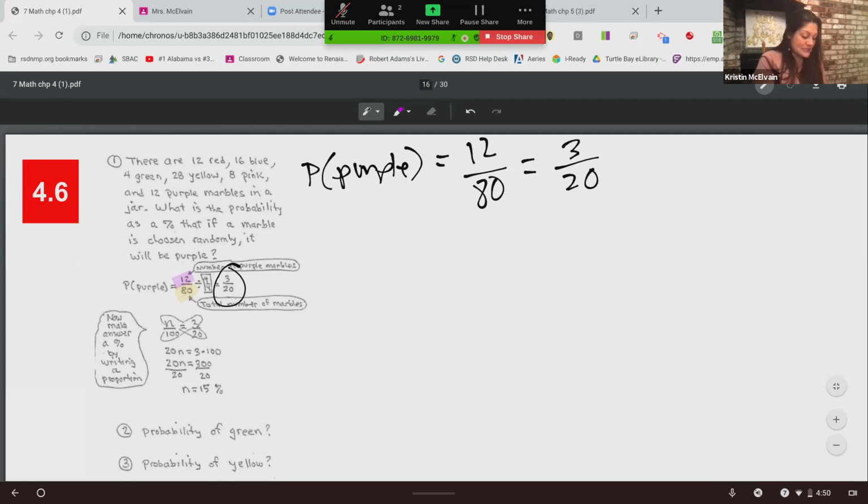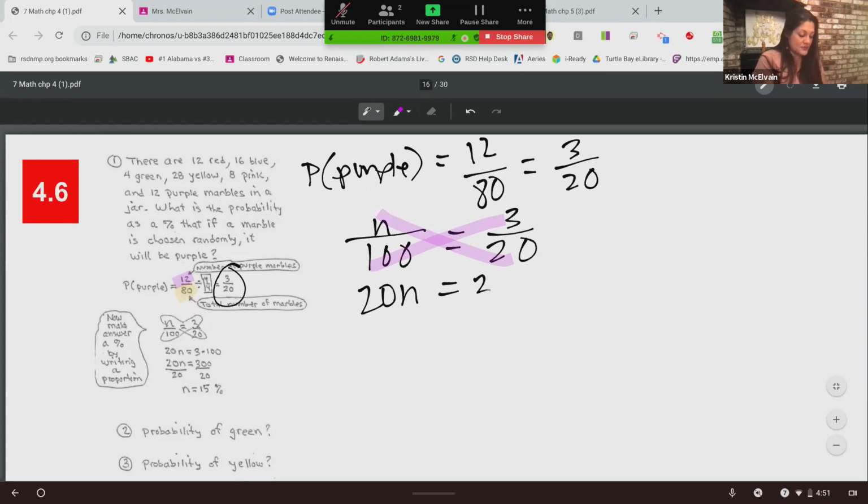Okay, so now we're going to see what the percentage is. A percentage is always out of 100. So what out of 100 is 3 out of 20? Cross multiply. I'm going to leave the purple. All right, so 20n equals 3 times 100, which is 300. Divide both sides by 20 so we get n by itself, and that leaves us with n equals 15%.